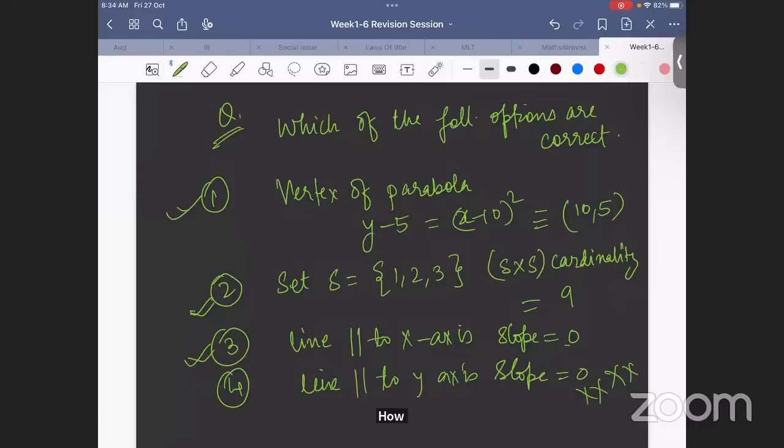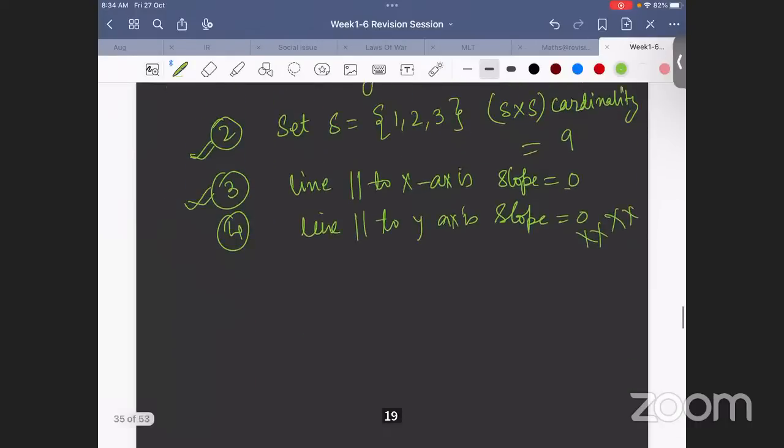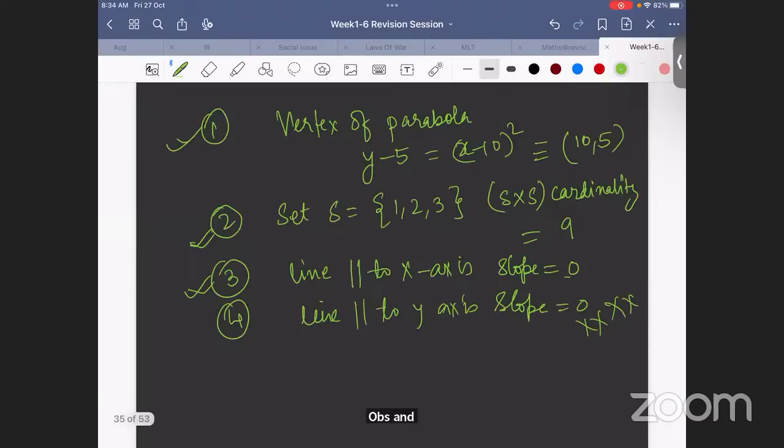Sir, parallel to the y-axis, the slope will be undefined, right? Yes. See, the first option is pretty simple. Whenever you have been given the vertices of a parabola, theta is calculated as zero.